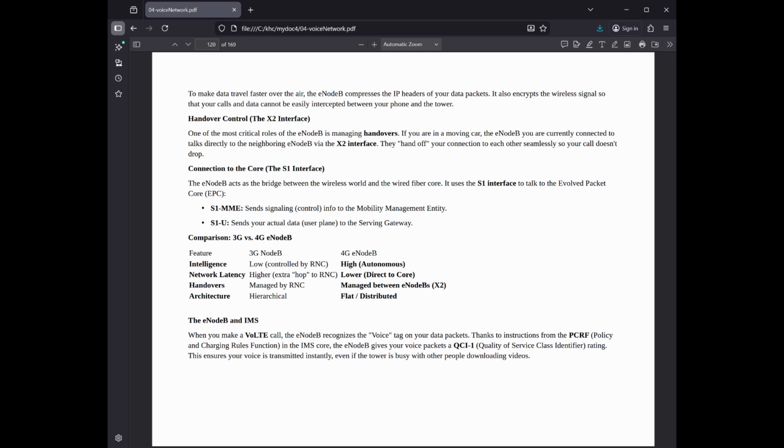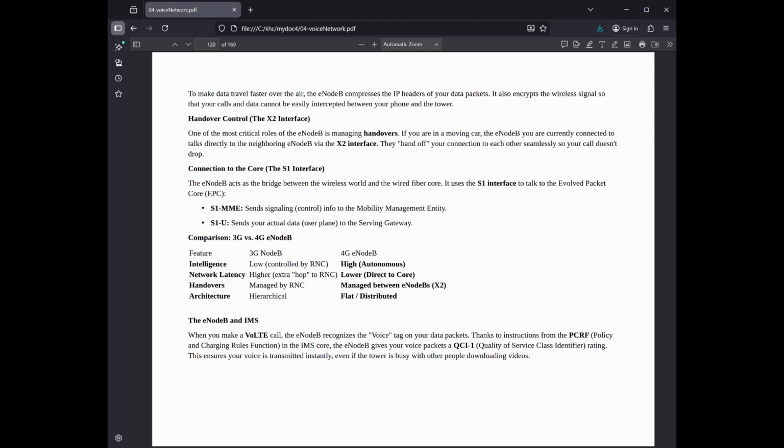The X2 interface: one of the most critical roles of the eNodeB is managing handovers. If you are in a moving car, the eNodeB you are currently connected to talks directly to the neighboring eNodeB via the X2 interface. They hand off your connection to each other seamlessly so your call doesn't drop.